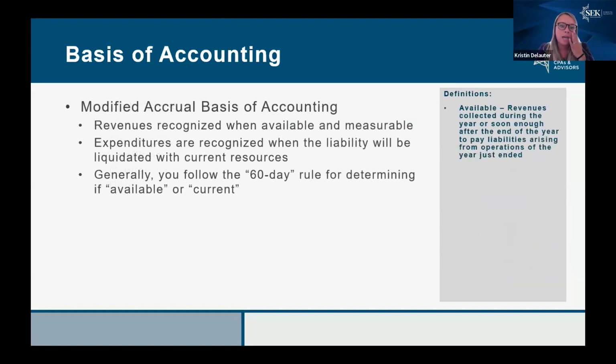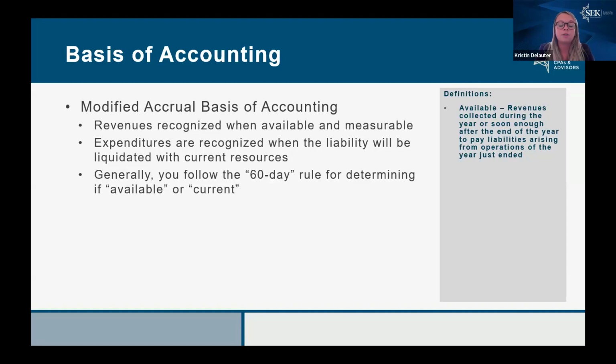The next basis of accounting is the modified accrual basis of accounting. So this is a current financial resources measurement focus where you are looking at when the revenues and expenditures relate to available funds. So for revenues, you're going to recognize them when they're available and measurable. This is typically following a 60-day rule for determining if the revenues are considered available.